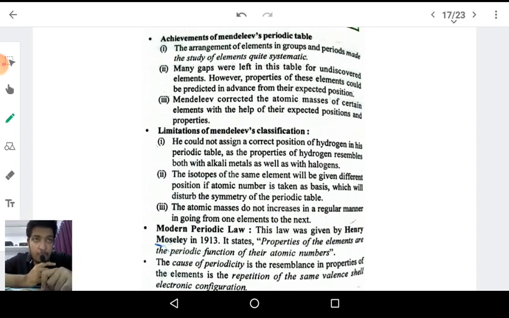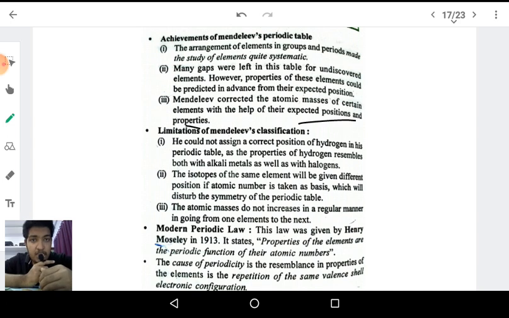The first achievement was that the arrangement of elements was very systematic. Second, many gaps were left in the table for undiscovered elements. However, properties of these elements could be predicted in advance from their expected position. So that was the biggest merit of Mendeleev's periodic table. Another one is that Mendeleev corrected the atomic mass of certain elements with the help of expected positions and properties. These were the 3 different achievements of Mendeleev's periodic table.